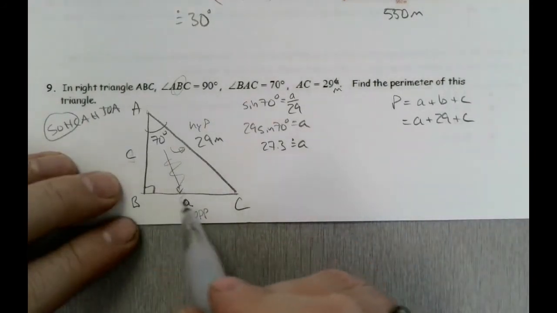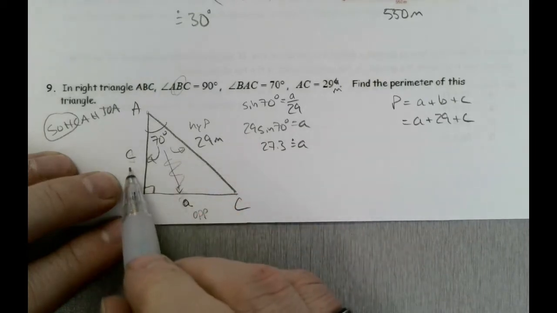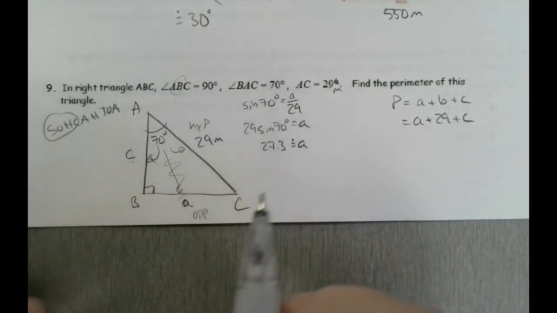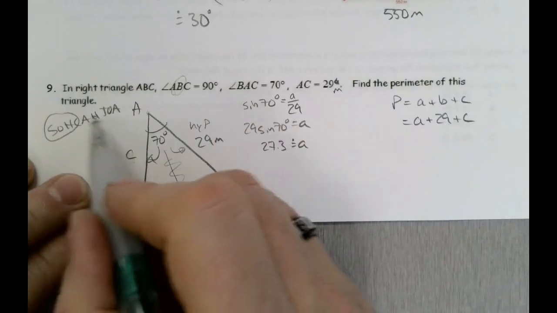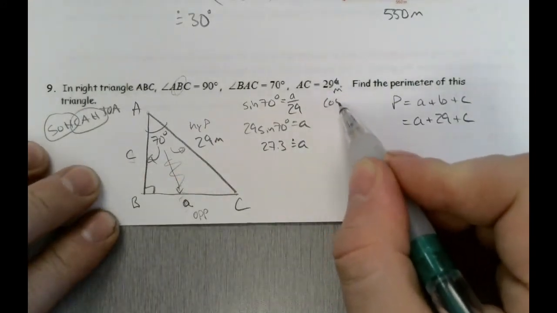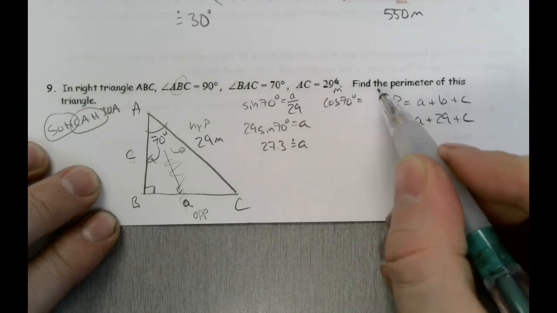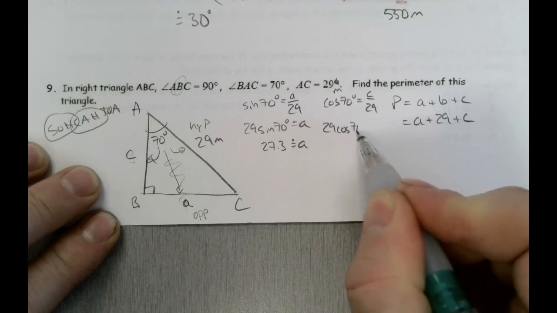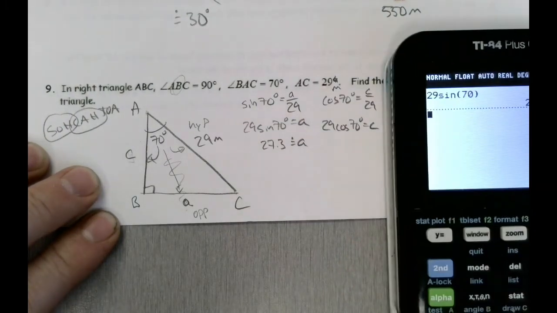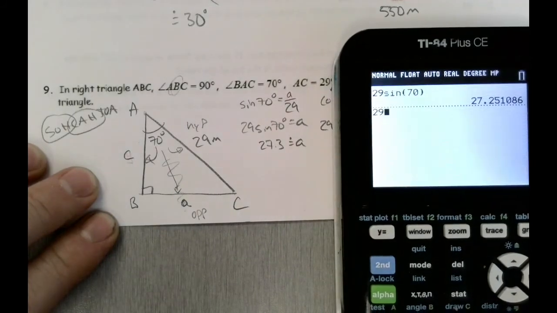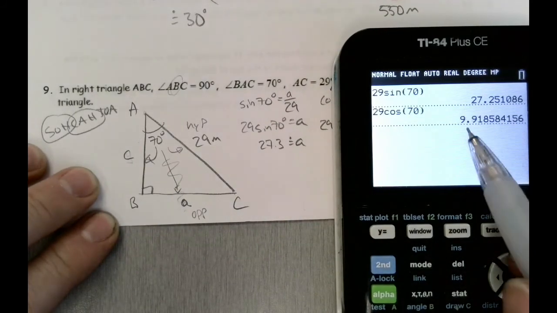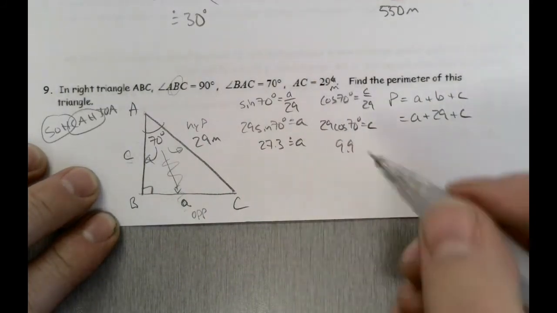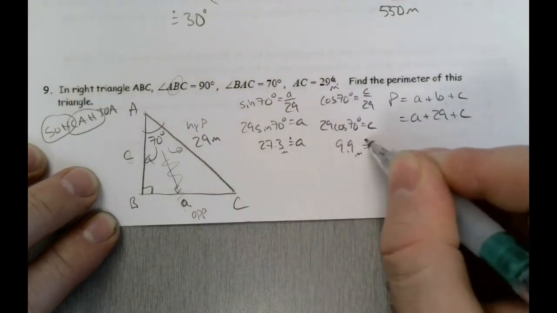Now, we've already got A. Let's take a look at C. C is going to be adjacent to the angle. So what trig function puts together the adjacent and the hypotenuse? Well, that's my cosine. So the cosine of 70 degrees is going to equal C over 29. So 29 multiplied by the cosine of 70 degrees is C. So 29 multiplied by the cosine of 70 degrees, to the nearest tenth, will be 9.9. And again, I'm assuming meters here. So that's approximately equal to C.